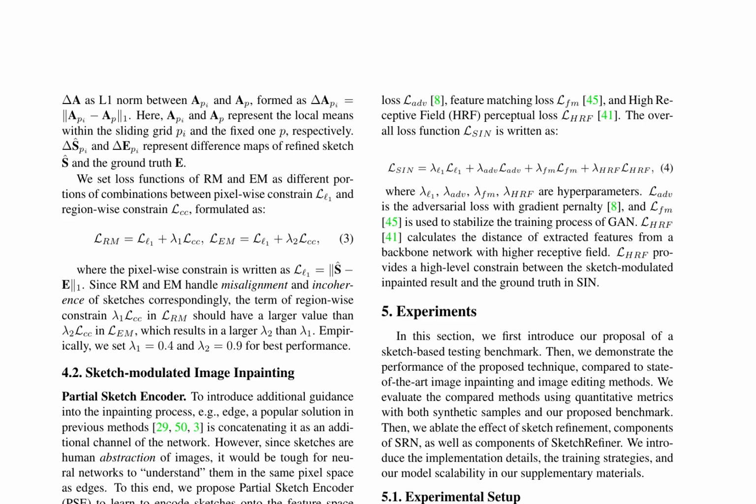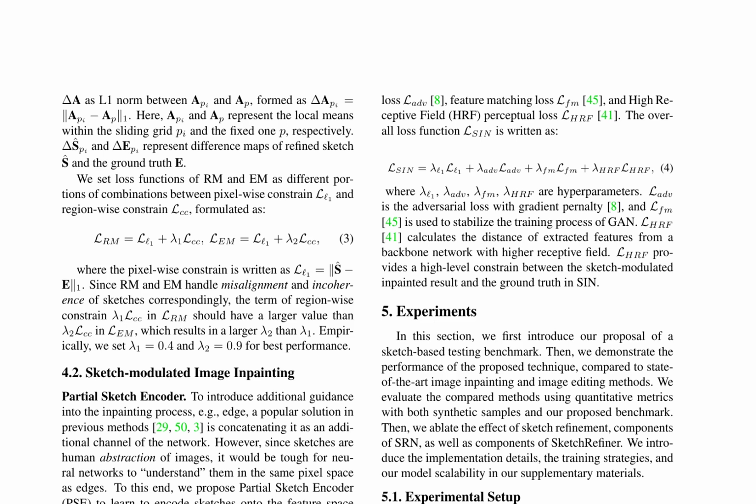The authors introduce a novel approach to sketch-modulated image inpainting, refining sketches and utilizing them to guide the inpainting process. This refined sketch is represented as the difference map between the refined sketch and the ground truth, denoted as ΔSPI and ΔEPI. Two loss functions, LRM and LEM, are defined, combining pixel-wise constraint LL1 and region-wise constraint LCC.